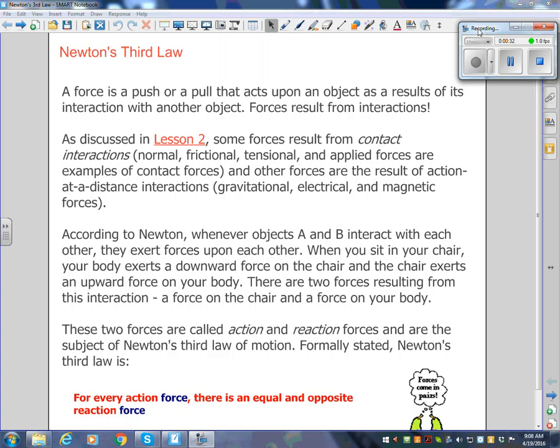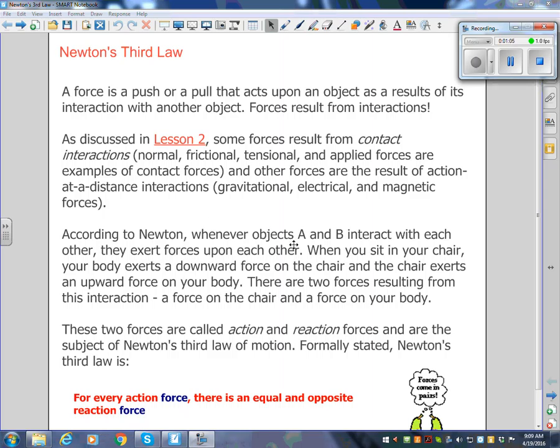As discussed in lesson 2, some forces result from contact interactions like normal force, frictional force, and tensional force. Applied forces are all examples of contact, and other forces are a result of action at a distance interactions like gravity, electrical, and magnetic forces. If I want to punch Ken in the face, I have to contact it. But if I drop the tennis ball, does it have to be touching the ground for gravity to work? No, it's a non-contact force, and you probably never thought about that before.